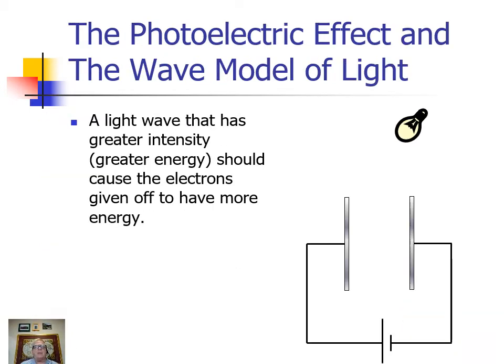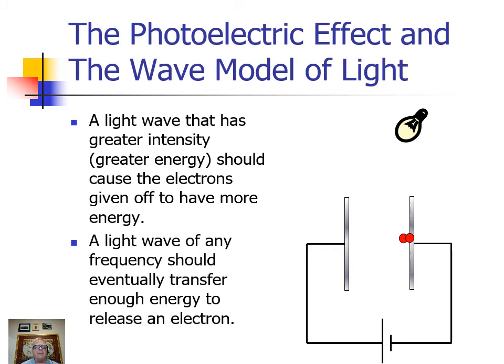So here's what we would expect with a wave model of light in the photoelectric effect. Let's say we have a light wave of a greater intensity. It should cause the electrons that are given off to have more energy, at least the most energetic electrons. So here's a wave with a relatively small intensity, and it gives off a very slow-moving electron, i.e. not a lot of energy. But we have an incoming light wave that has a greater intensity, i.e. more energy, and it gives off an electron that has a faster speed, more kinetic energy. We would also expect that a light wave of any frequency should eventually transfer enough energy to release an electron.